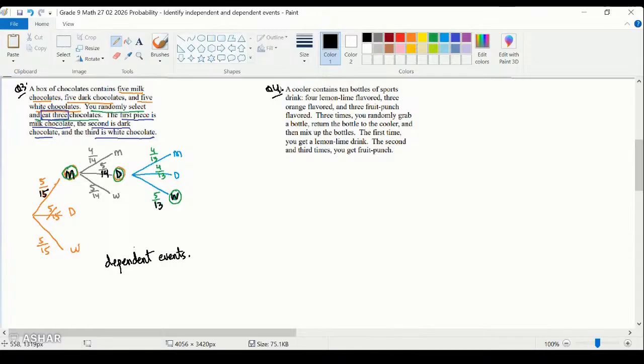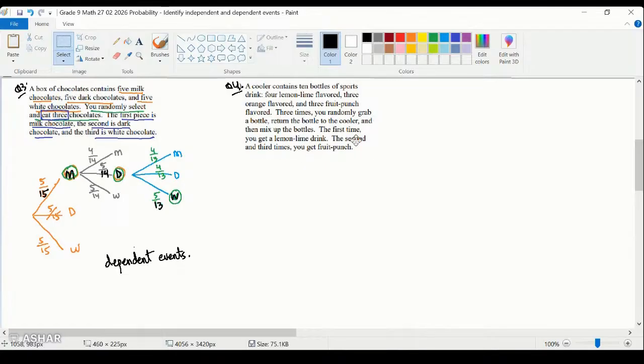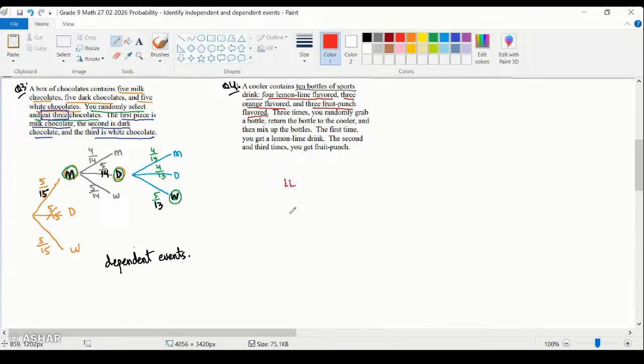Okay. For the next question, it says a cooler contains 10 bottles of sports drinks. Let's highlight 10 bottles of sports drink, 4 lemon lime flavored, 3 orange flavored, 3 fruit punch. So we can say we have lemon lime, we have orange flavored, and we had fruit punch. 3 times you randomly grab a bottle, then return the bottle. The bottle is being returned.